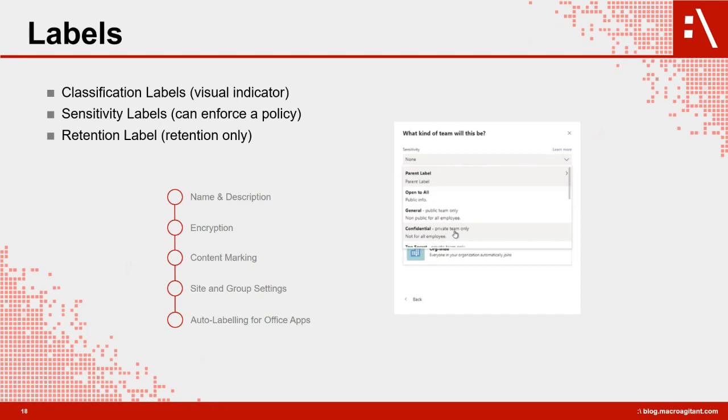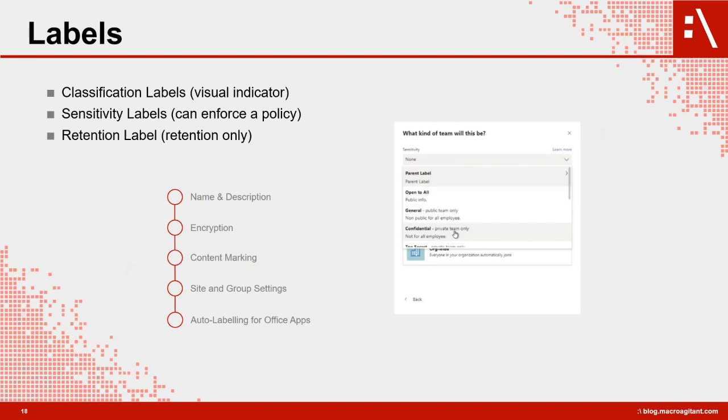You could create a label called customer site if you wanted, and there could be several variations of that label that enforce different levels of classification. So really the name of the label is important because that's the visual indicator that people are going to get. That's what they're going to see when they go into Teams. So decide on your strategy for how you're going to name labels.